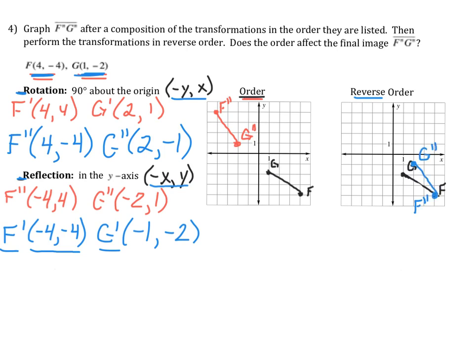So in this case, F double prime ends up in the same exact location. G double prime is close, but it's a little off. But this clearly shows that the order makes a difference. When I did it in the order that they gave me, rotation, then reflection, I ended up in the second quadrant. When I did it in reverse order, I barely moved, and my segment still remained in the fourth quadrant after those 2 transformations.